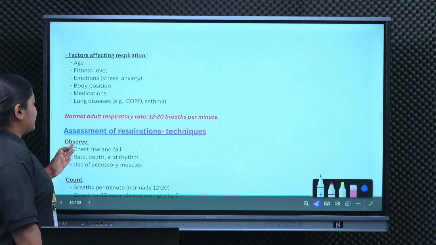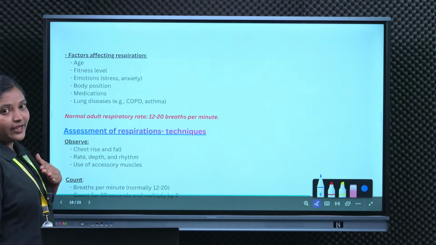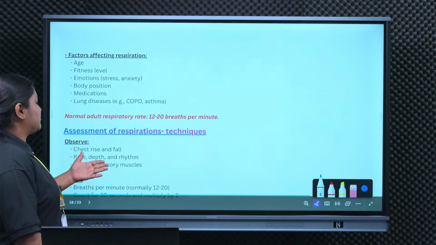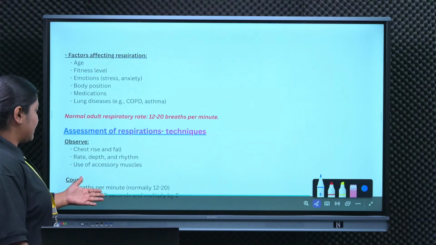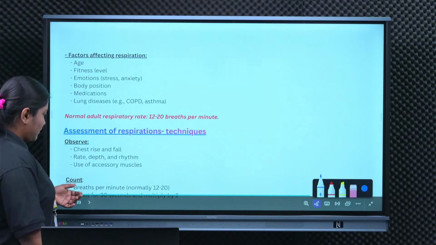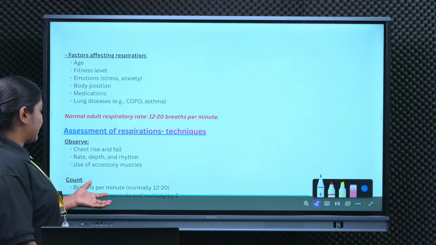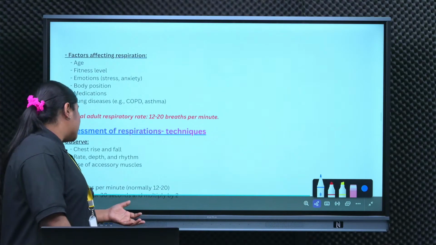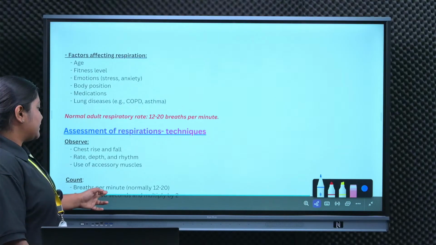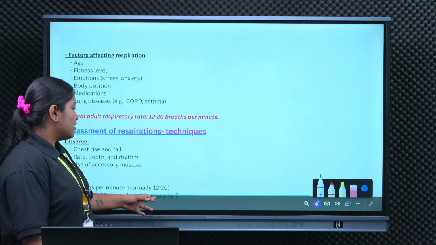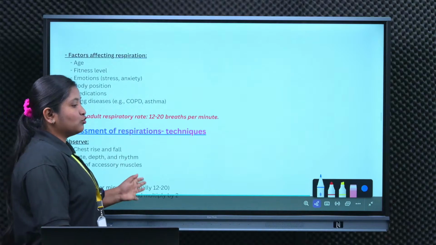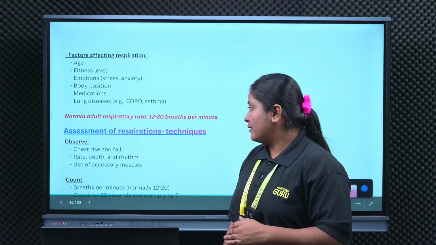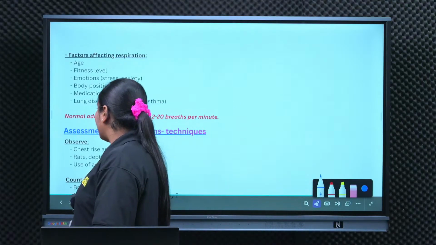Then assessment: observation of the chest rise and fall, and the rate, depth and rhythm, and use of accessory muscles. Count the breaths per minute. Normally it is about 12 to 20 breaths per minute. Count for 30 seconds and multiply by 2, okay. You have to count for 30 seconds and multiply it by 2, then you will get the proper value.